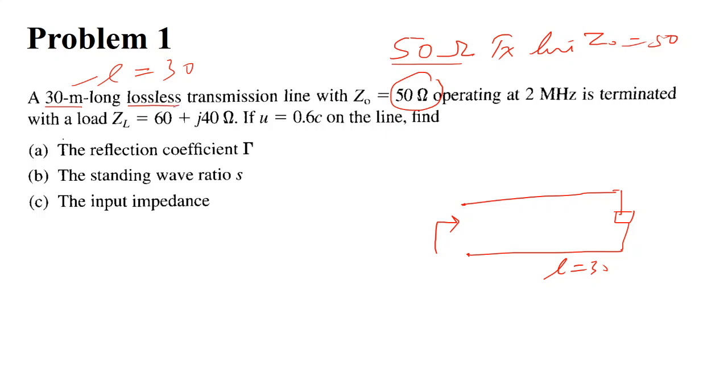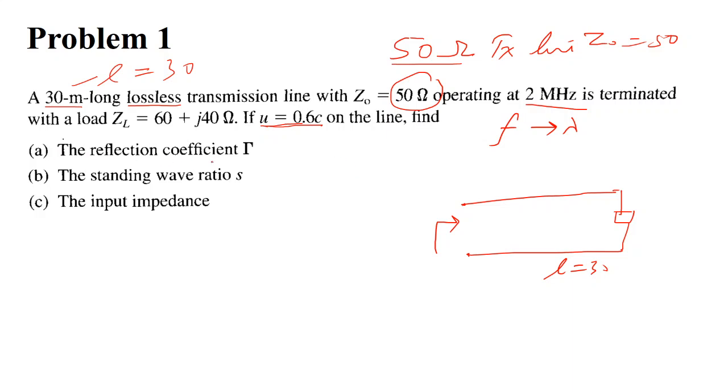So here they gave the lossless transmission line, and the frequency of operation is 2 megahertz. So f is given, and if f is given, you can find lambda. For lambda, if f is given and you want to find lambda, you also need to know the value of velocity. They have already given the velocity of propagation of the wave in the transmission line, which is 0.6 of the speed of light. So you can find lambda here.